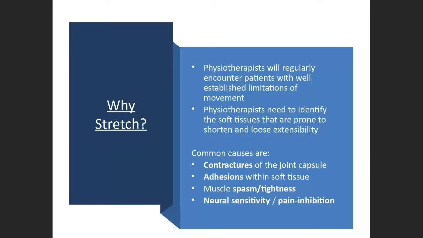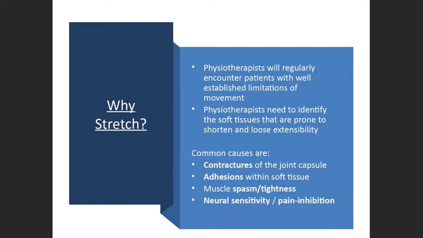So we're regularly going to encounter limitations of movement, and that might be with a neurological patient that has spasticity or hypertonicity in, for instance, the upper limb. And we're also going to be working with tissues that are tight and tissues that are potentially short and tight, and potentially tissues that are loose and weak.